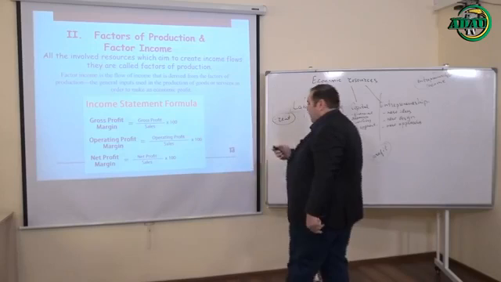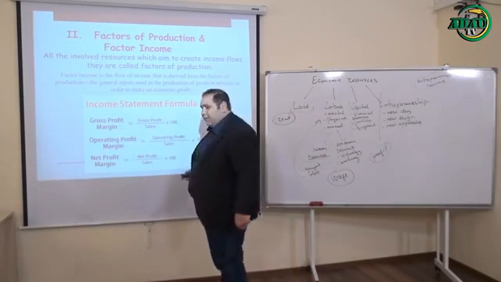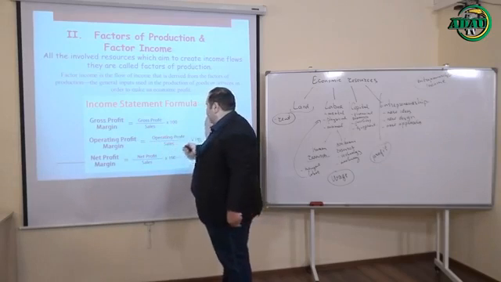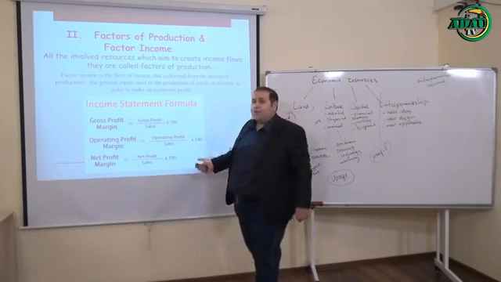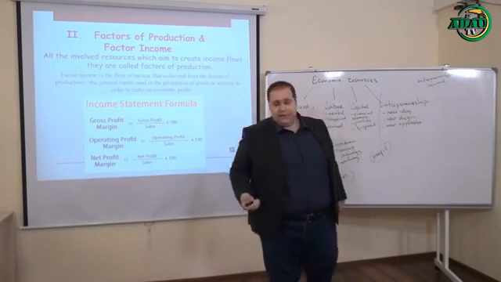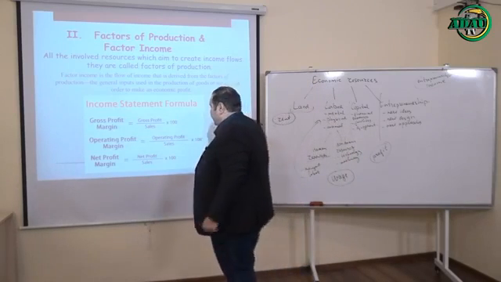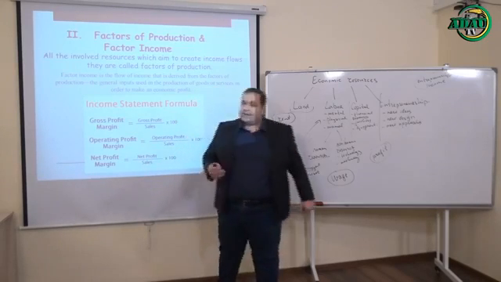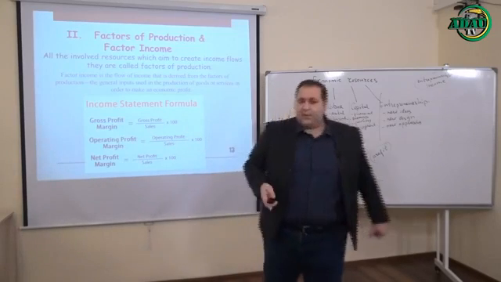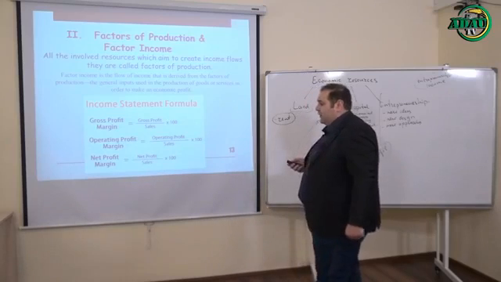If you want to calculate the operating profit margin, you find out the operating profit and then divide by the sales, multiply by 100% and find the value. The next one is the net profit margin. You take the net profit divided by the sales and multiply by 100% and find out how much is your net profit margin.